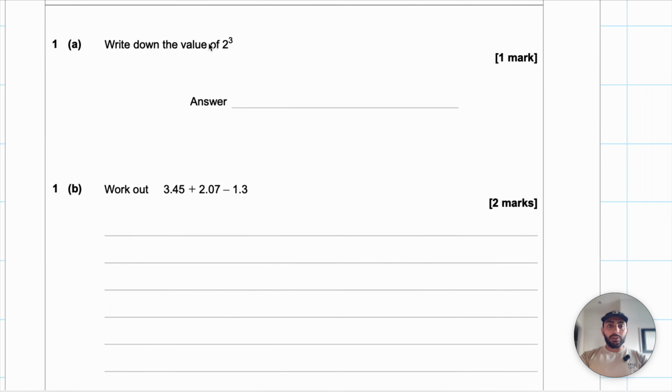Question number 1, write down the value of 2 to the power of 3, or 2 cubed. That just means 2 multiplied by 2 multiplied by 2. 2 times 2 is 4 and 4 times 2 is 8.